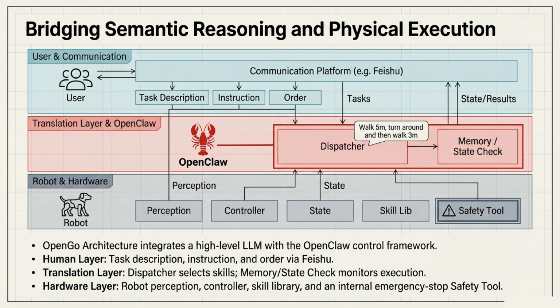Here's what that looks like in practice. OpenGo bridges the gap between semantic reasoning and physical execution by integrating a high-level LLM with the OpenClaw control framework. At the top layer, a human user simply types a task description into a communication platform, like Feishu. In the middle translation layer, our dispatcher receives this and selects the right skills while monitoring memory and state. Down at the hardware layer, the robot handles perception and relies on an internal, emergency stop safety tool to make sure nothing goes wrong.